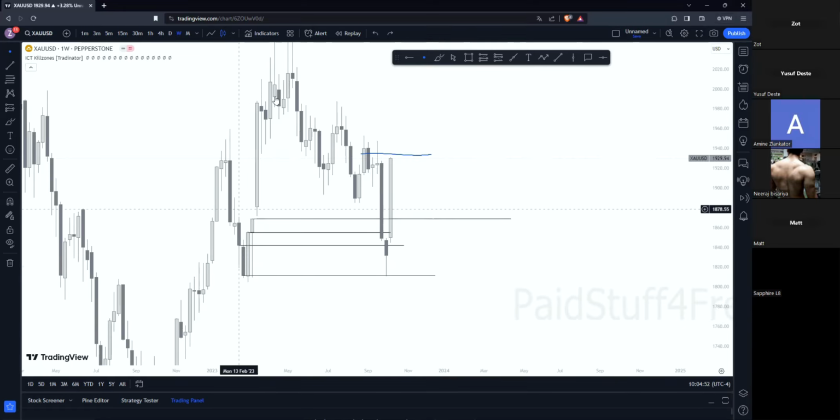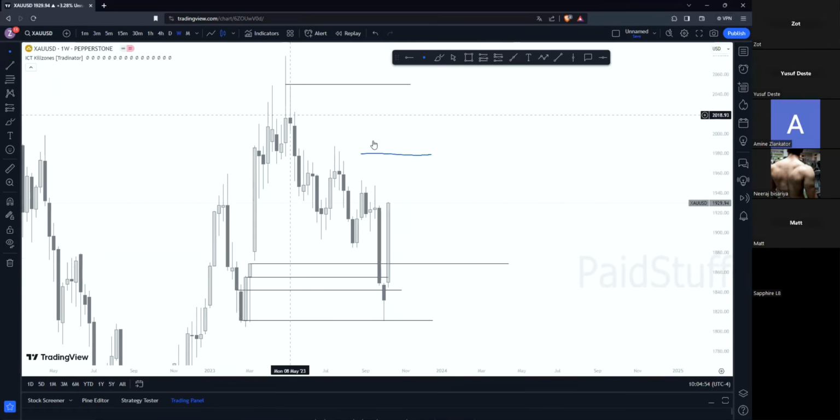So the last levels that are unfresh, you should keep an eye on them. So let's say this one. It's the last unfresh level of this whole leg.